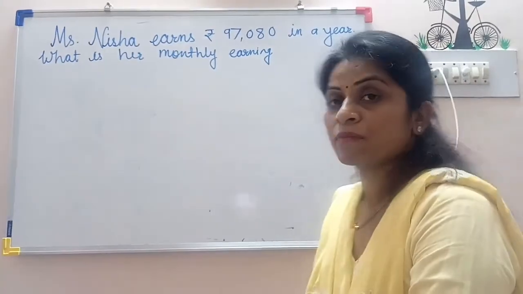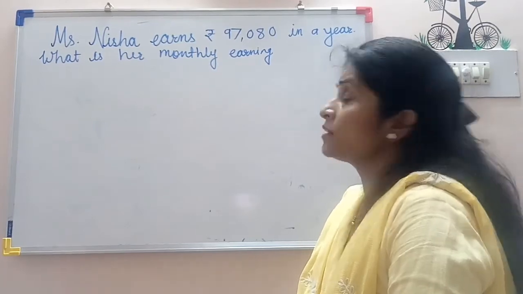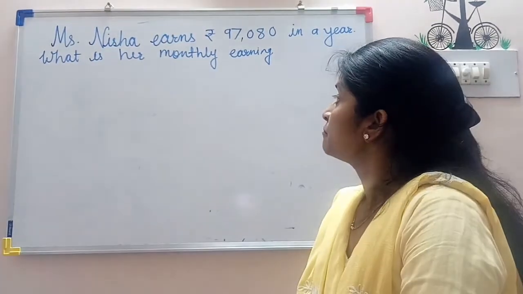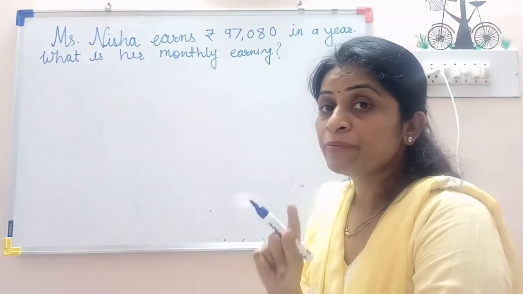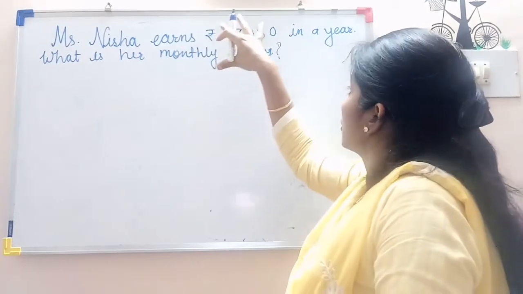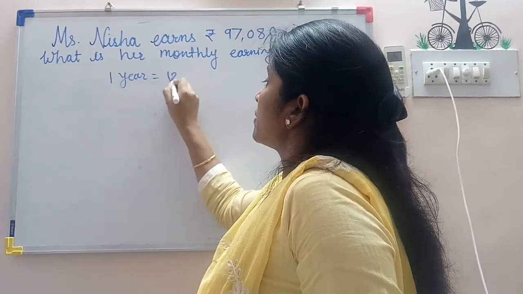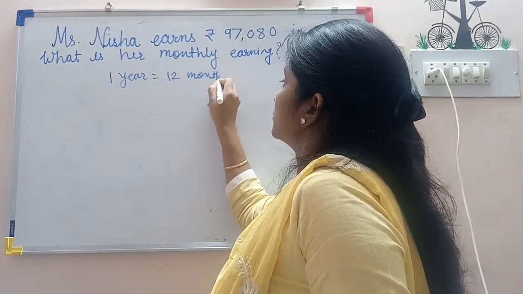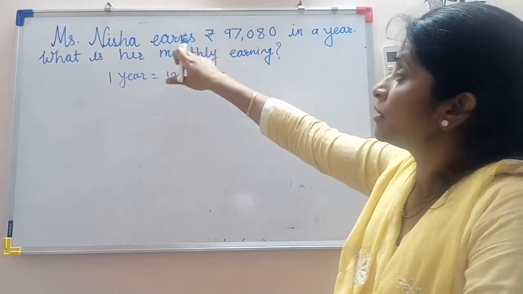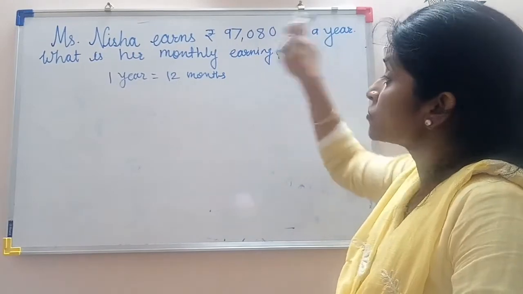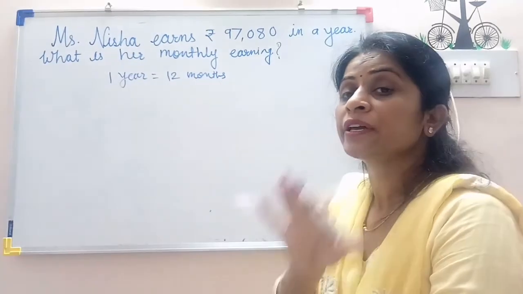Now let's see another word problem, student. Here Miss Nisha earned rupees 97,080 in a year. Now what is her monthly earning? Here you have to find many to one. A year means 1 year is equal to 12 months. So the money Nisha earned in 12 months is this much. Now you have to find out how much she earned in 1 month.